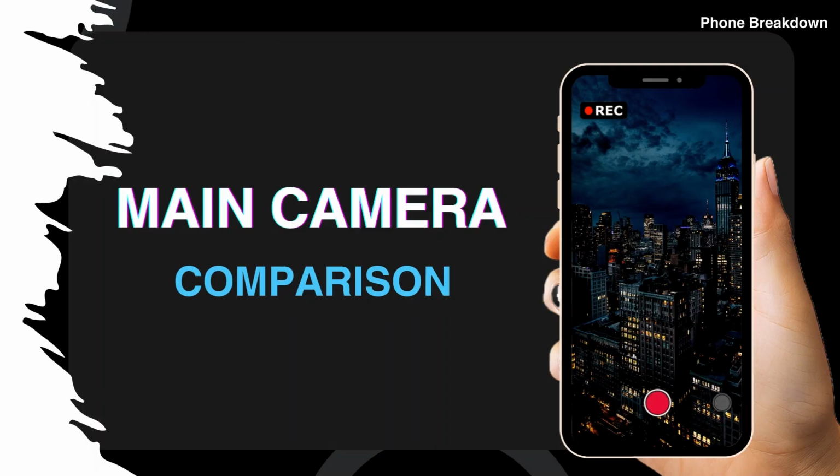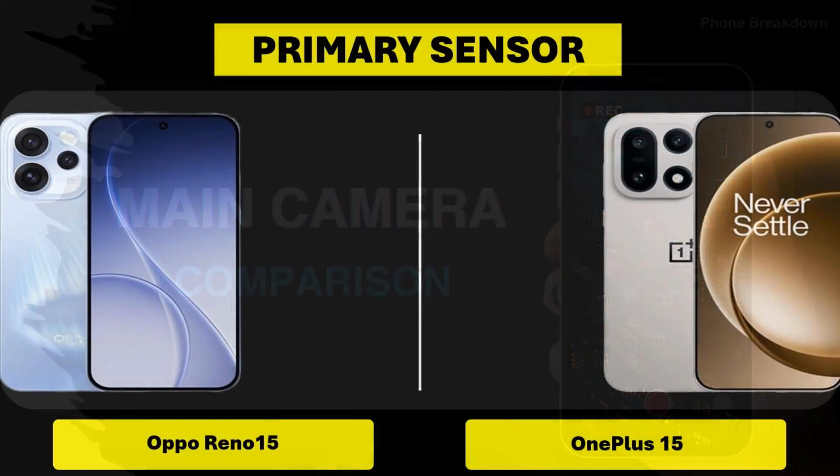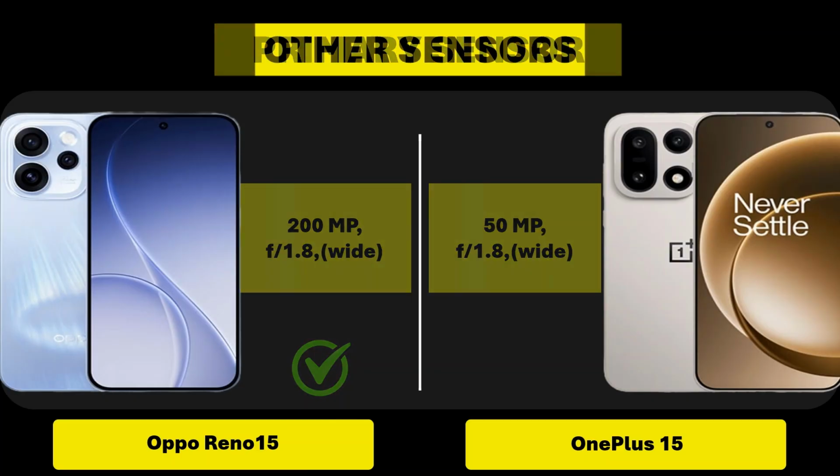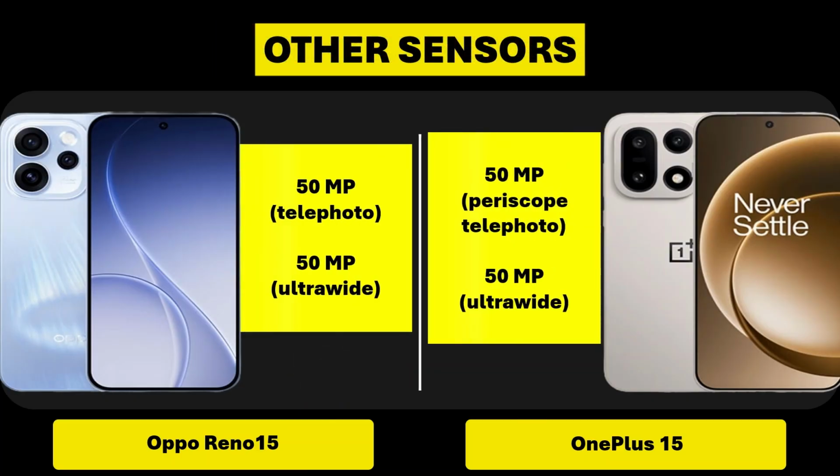Let's get started. Oppo Reno 15 comes with a massive 200 megapixel wide main camera, while OnePlus 15 has a 50 megapixel wide main camera. Big difference in megapixels here. Oppo Reno 15 features a 50 megapixel telephoto and 50 megapixel ultrawide, whereas OnePlus 15 packs a 50 megapixel periscope telephoto and a 50 megapixel ultrawide lens.